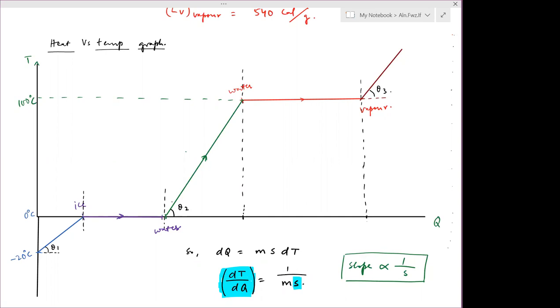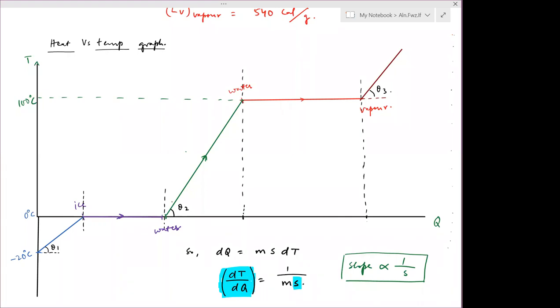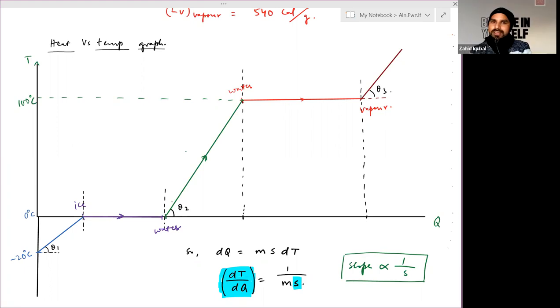Now, the third question related to this: why is there no change in temperature during change of state, that is from ice to water or water into vapor? Ifra? Sir, because heat is utilized in changing from one state to another. Okay, so the temperature of the substance will remain the same till the whole substance gets converted into the new state. Good.